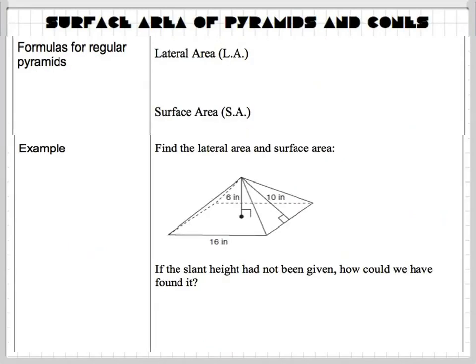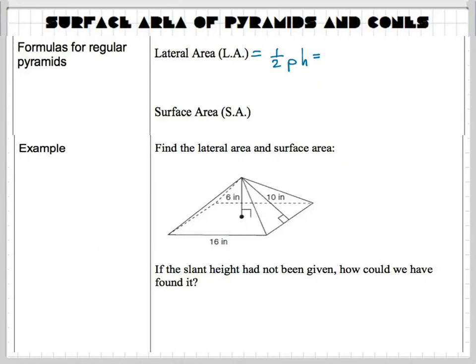Alright, now let's try some problems. I'll give you guys your formulas and we'll do some problems. Now lateral area, we did this yesterday. You guys remember doing lateral area? Lateral area yesterday when we were doing prisms was one half perimeter times height, right? Or it was altitude, but let's just stick with height.